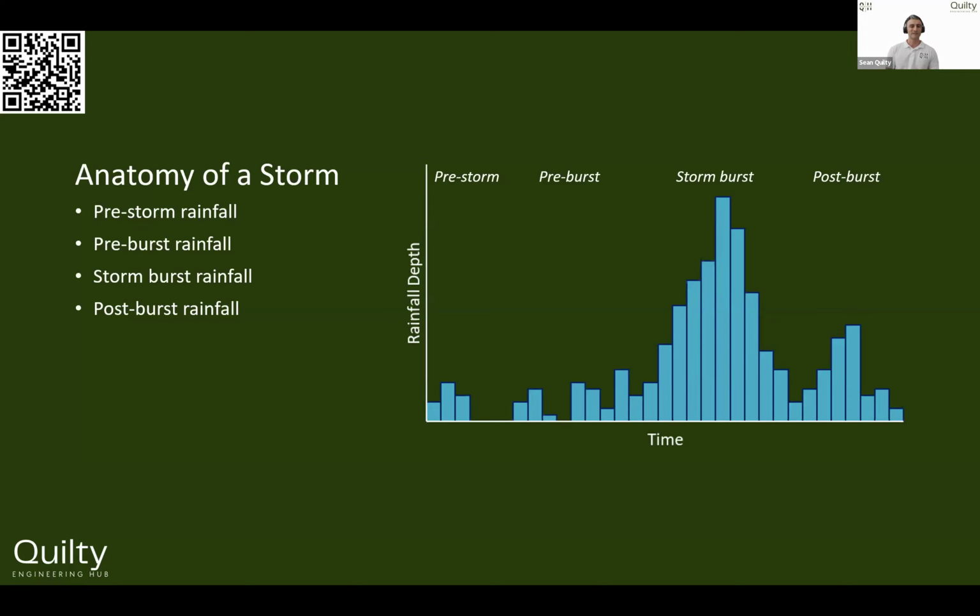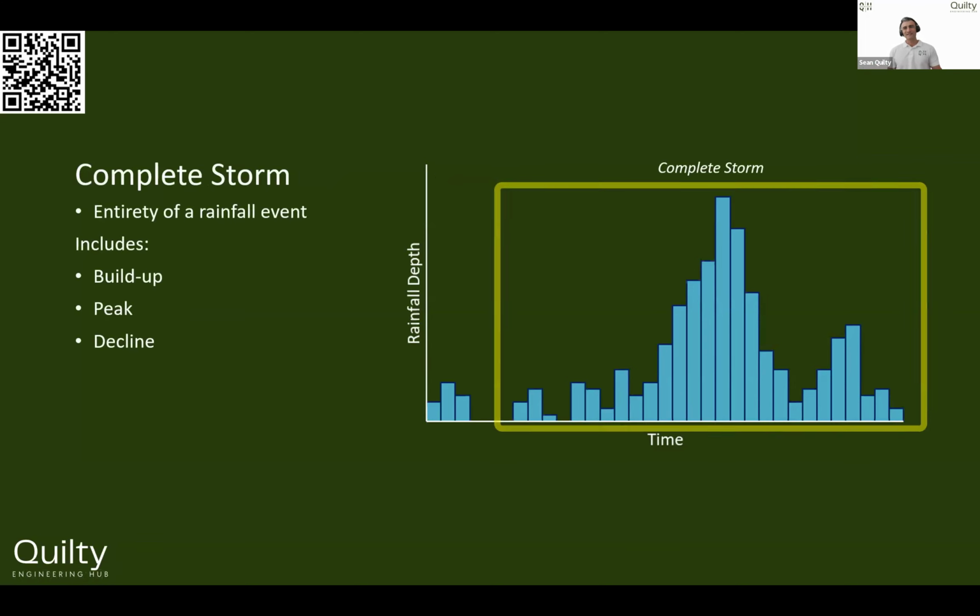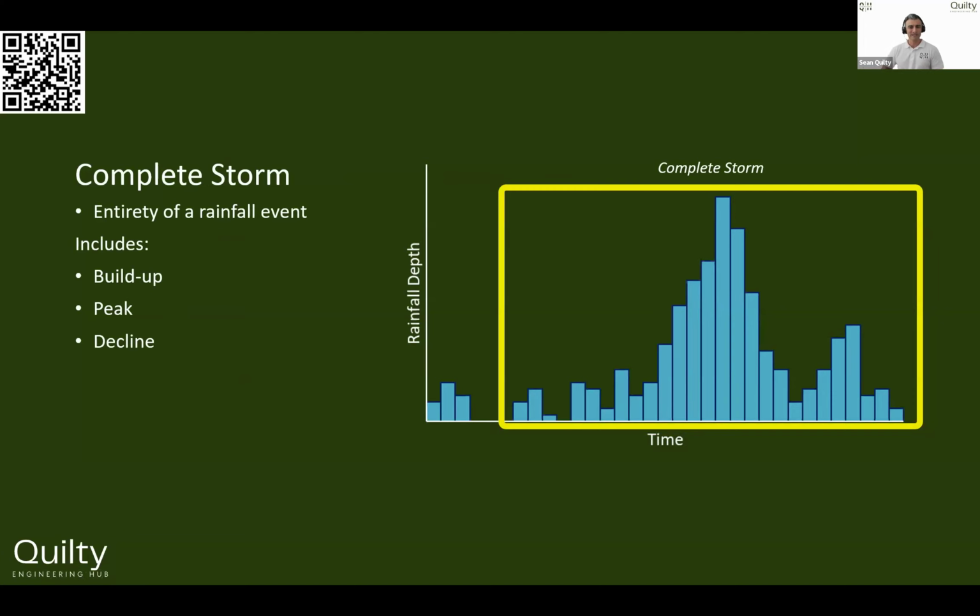But within that, we try to break it up. We've got a pre-storm, so when it rains and then it stops, we'll classify the next rain as the next storm. But then we have what we call the complete storm, which is broken up into a few parts, and we'll look at that in a couple of minutes. This is the complete storm that we're looking at, and it includes the build-up, the peak, and then the eventual decline of the storm itself. This is how we take all of that historical data and chop it up into more manageable pieces.